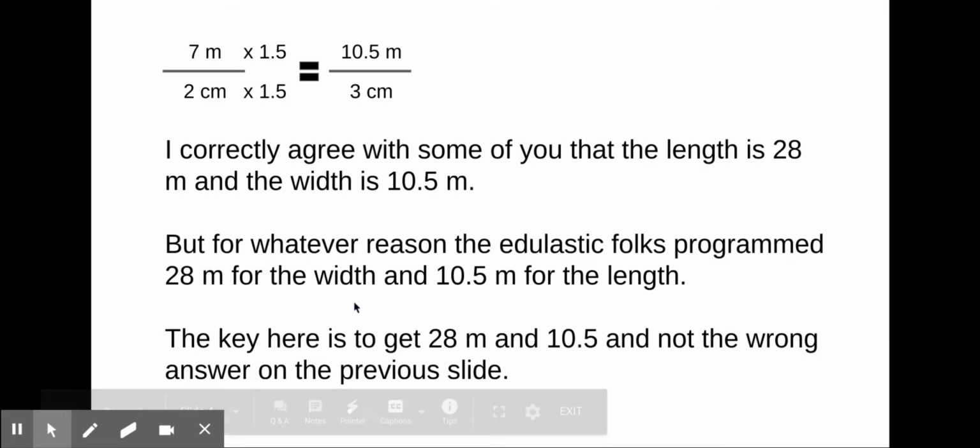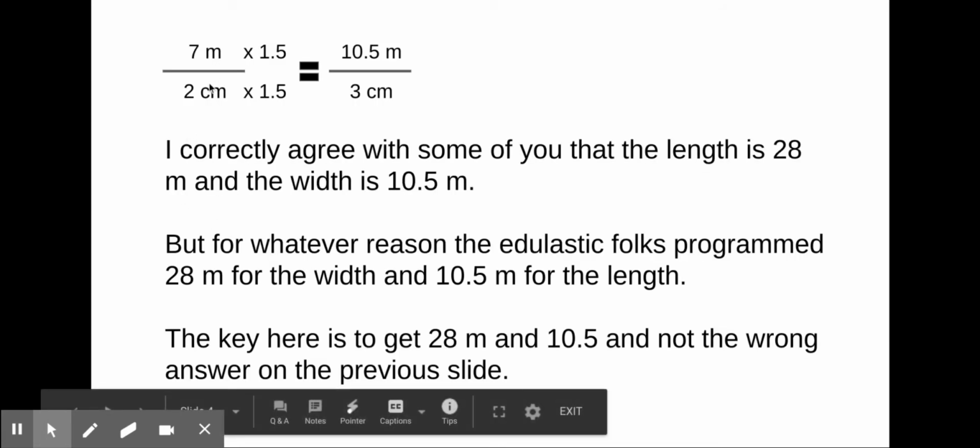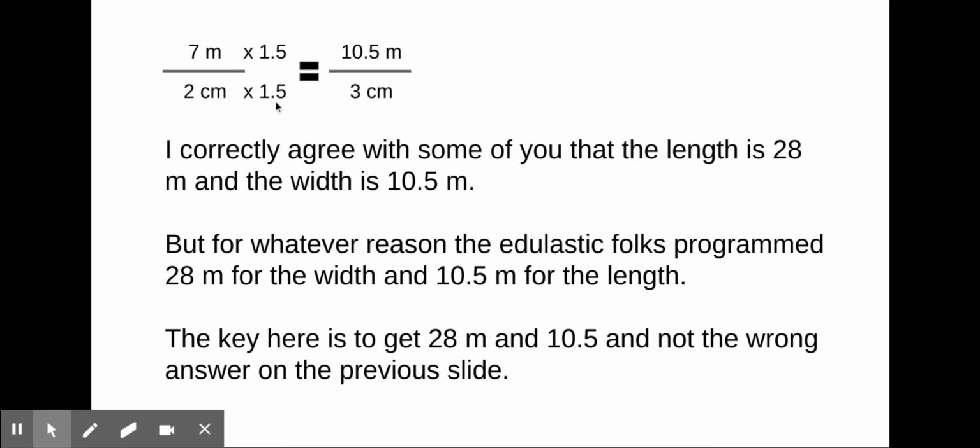Now, if we go to the next slide here, 2 to get to 3, well, 1.5 or 3 halves is what you'd be multiplying by. And so if we multiply 2 times 1.5, that gets 3. 7 times 1.5 gets 10.5 meters.